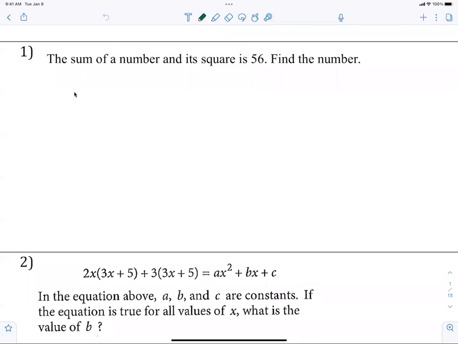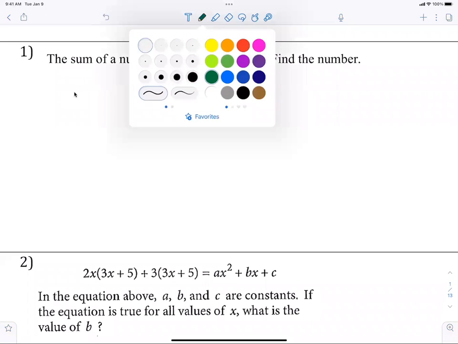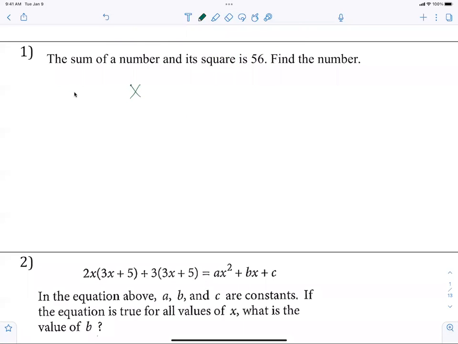So the sum of a number is x. The sum of a number and its square is 56. That's how easy this is. All right, now because it's quadratic, all quadratics have to be set equal to 0. Now remember, it's easier to keep the x squared positive. So I have x squared plus x minus 56 equals 0.